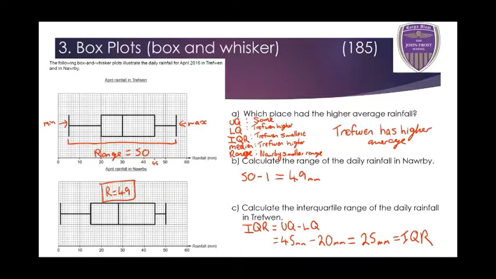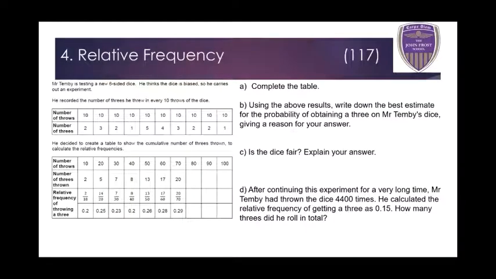All right, let's have a look at the next one. Relative frequency. If you haven't tried this question yet, pause the video and have a quick go. If you've already done it, let's jump right in. Mr. Tenby is testing a brand new six-sided dice he's bought. He thinks it might be biased, so he carries out an experiment. Remember, biased is another word for unfair, meaning that the chance of getting each number isn't equal. He recorded the number of threes he threw in every 10 throws of the dice.